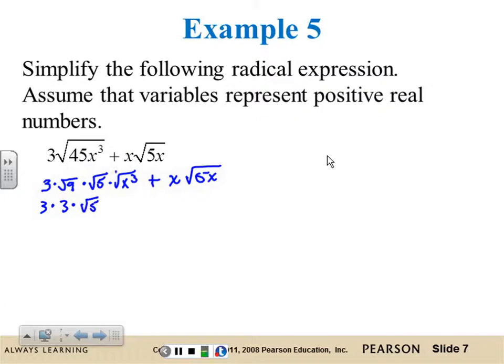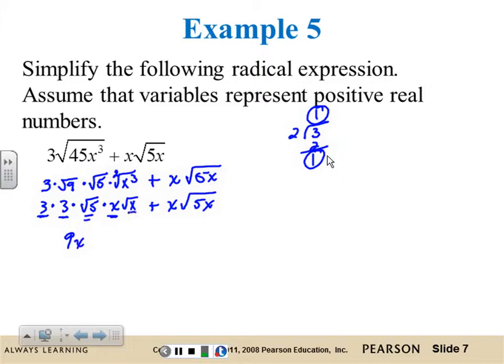Now, x to the third, remember we're dividing 2 into 3, and we can go off to the side. 2 will go into 3 one time with 1 left over. So that's going to turn into x square root of x. Remember, we have 1 that comes out and 1 x that stays under, plus x square root of 5x. Alright, so this one on the left, let's see if we can fix all this. We're going to have 3 times 3 times x, which is going to give me 9x, and then I have square root of 5 times square root of x is the square root of 5x.